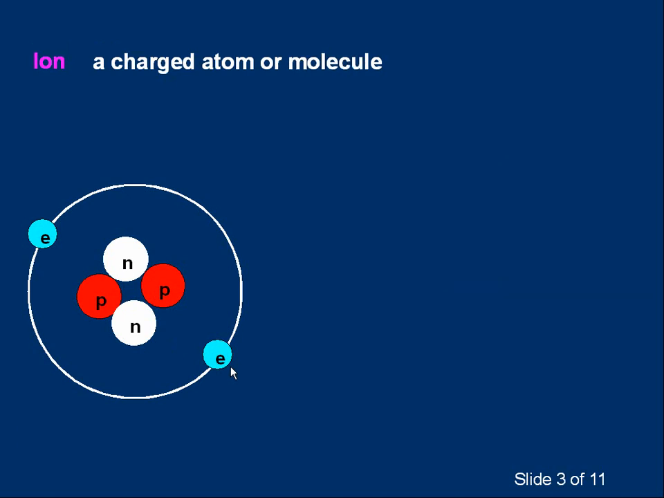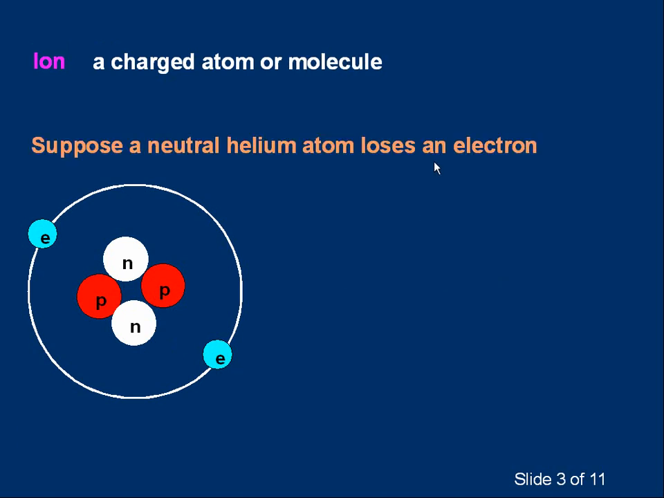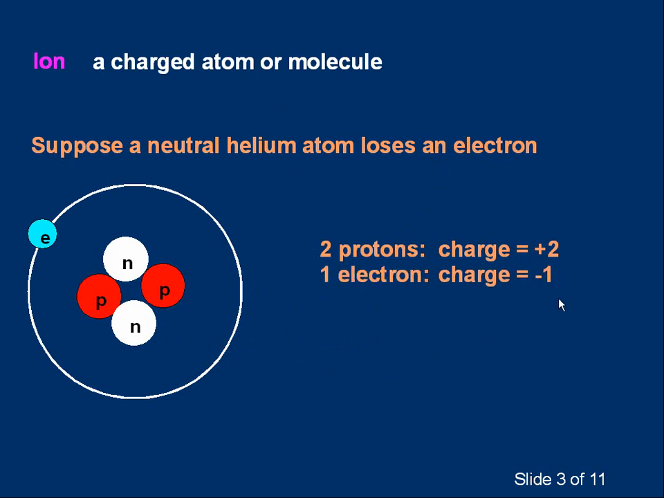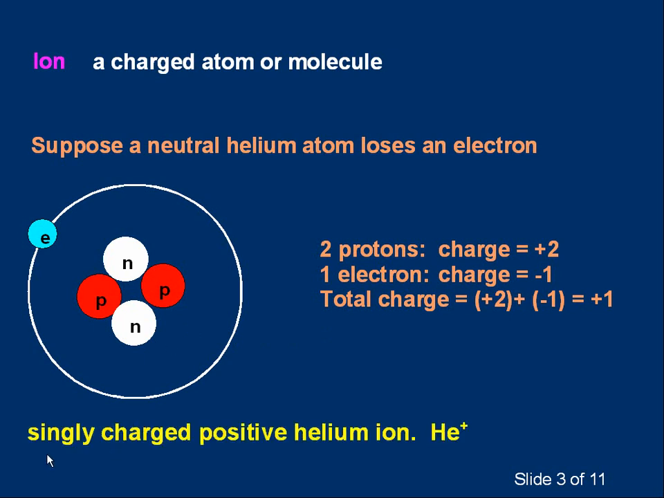So let's take a look at our helium atom, and let's suppose it loses an electron. Let's get rid of an electron, and we're left with this. What have we got? We've got 2 protons, total charge of +2 relative units. We've only got 1 electron, that's got a charge of -1 relative unit. So of course the total charge is +1 plus -1, which is +1. So the thing we have on the left has got an overall charge of +1 relative units. And we call it a singly charged positive helium ion.